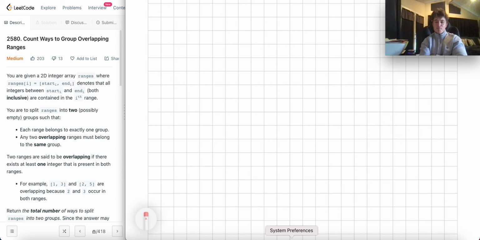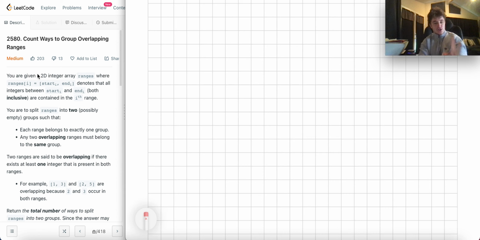I solve every problem in a series of phases. This is Count Ways to Group Overlapping Ranges. This is problem 2580, a medium, which was released in the competition last week. And let's go ahead and get right into it.